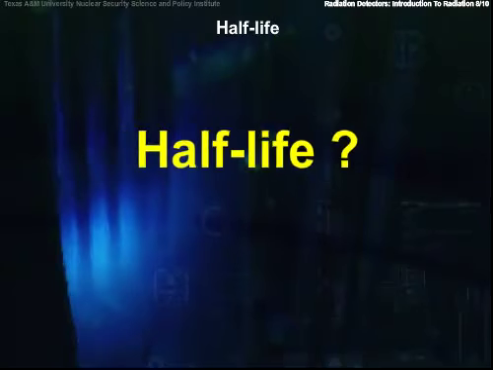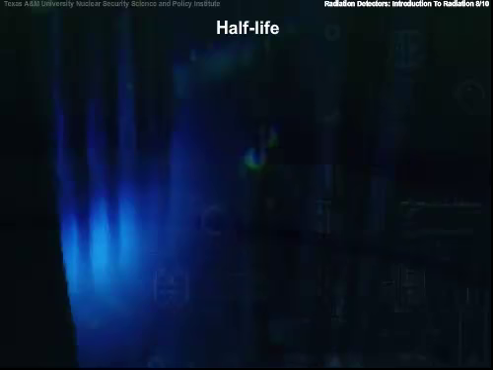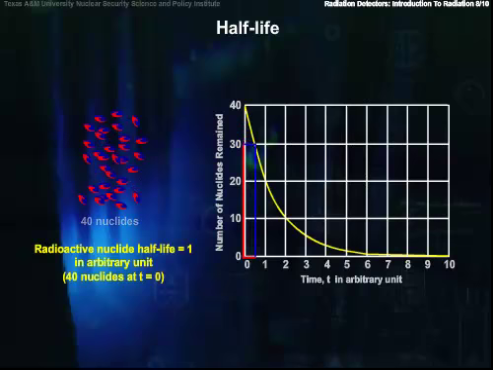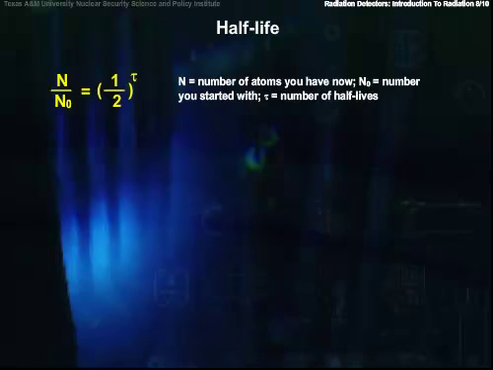We keep throwing around the term half-life, and now is as good a time as any to put some math to it. Looking at half-life, as we might expect, one half-life cuts things in half, two half-lives cut things in fourths. I think I got the picture. How about N over N naught is equal to 1/2 to the tau, where N is the number of atoms you have now, N sub naught is the number you started with, and tau is the number of half-lives.